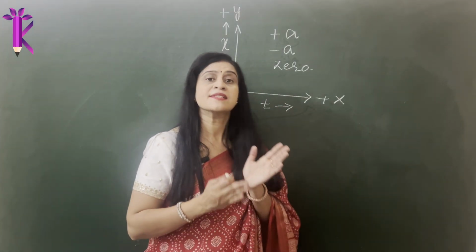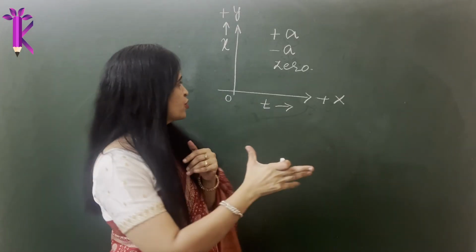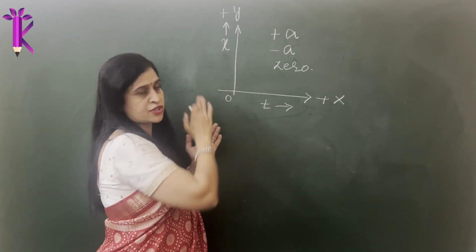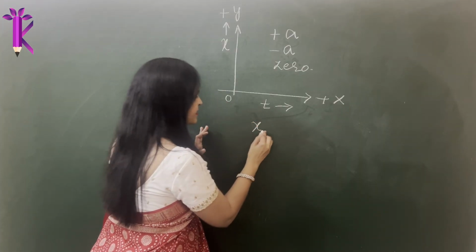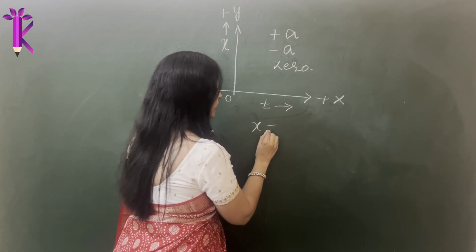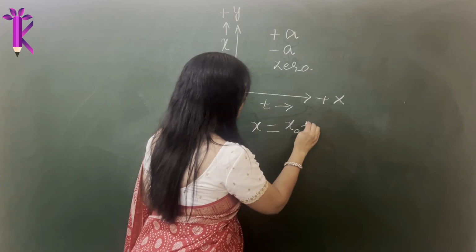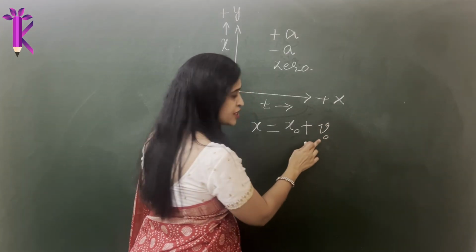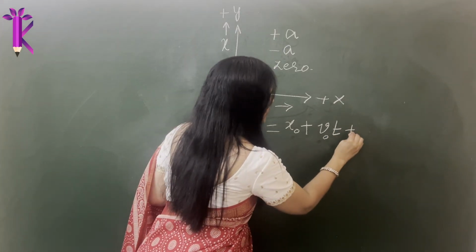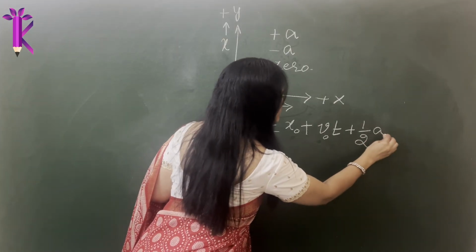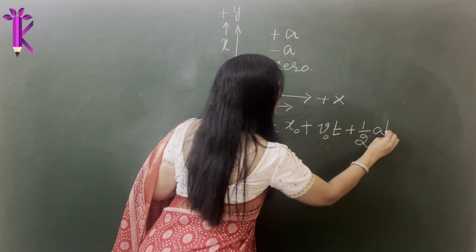For all these three cases, we will elaborately take a particular equation of motion which connects the initial position. So we will take this equation, which is x, the final position of the object, is equal to x naught, the initial position of the object, plus v naught, the initial velocity with which the object started moving, times a time interval t, plus half into acceleration, which can be positive, negative or zero in different cases, into t square.